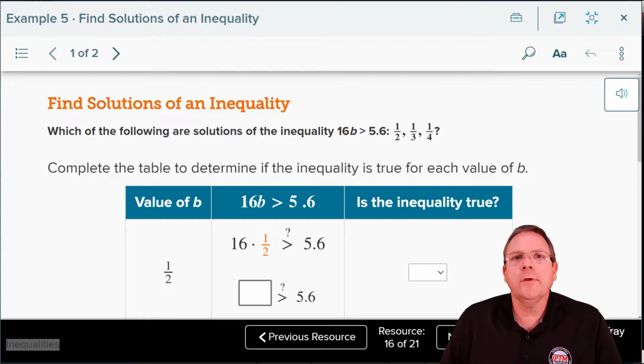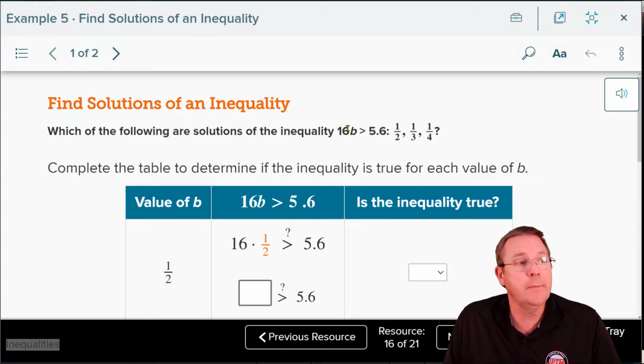Welcome to part 3 and the final part of Module 6, also the final part of Module 6, Lesson 6, dealing with inequalities. We're starting off with example number 5 that says find solutions to the inequality. Which of the following are going to be solutions to the inequality 16b, that's 16 times b, is greater than 5.6?